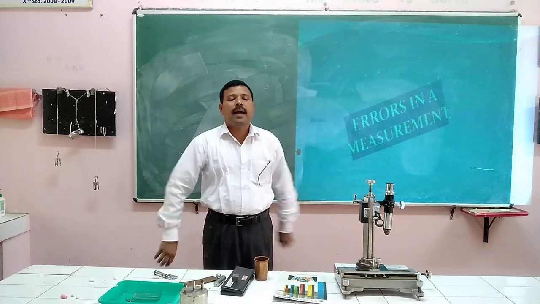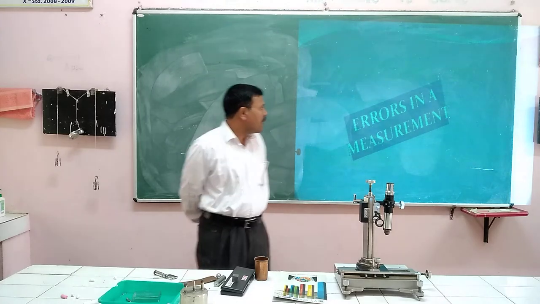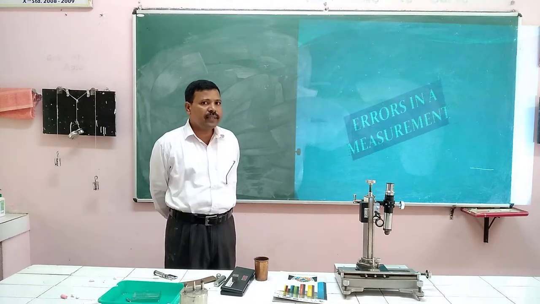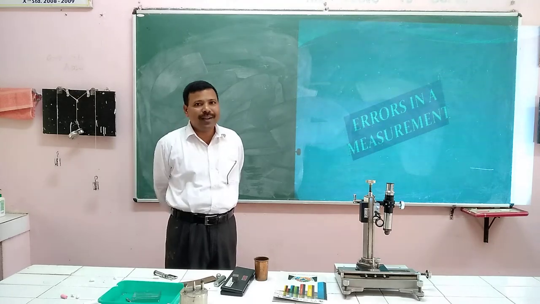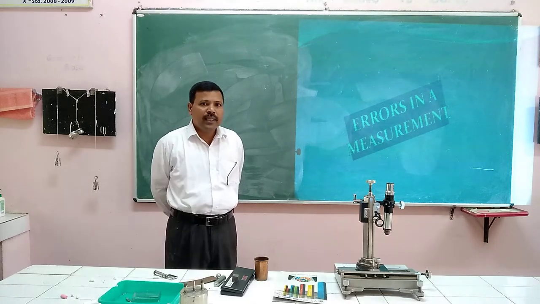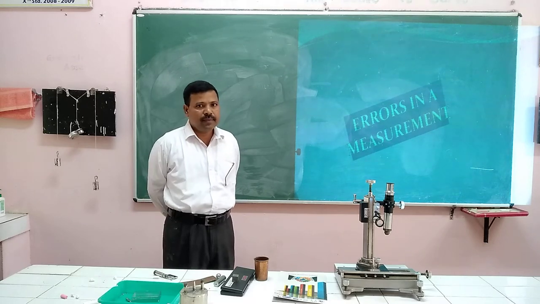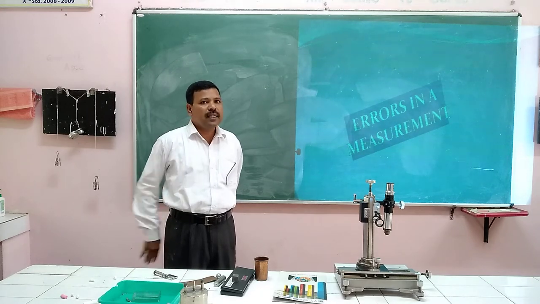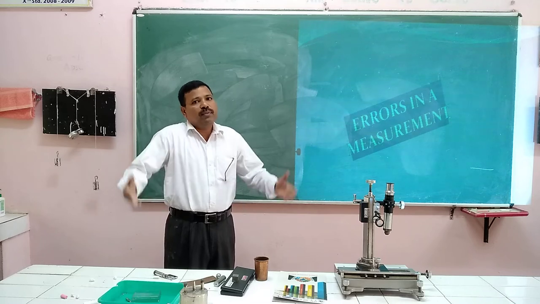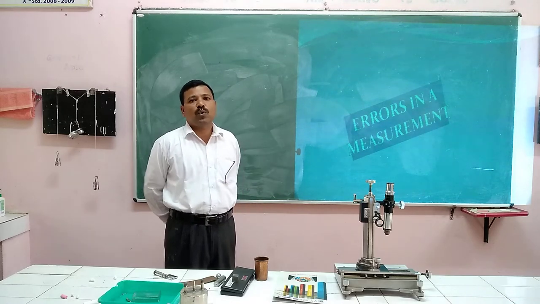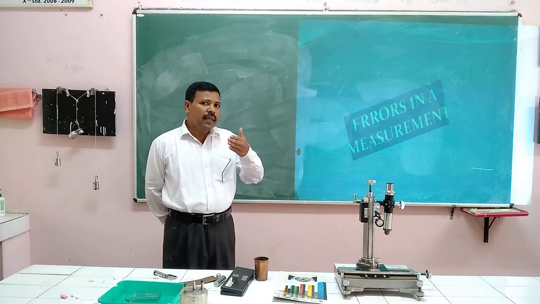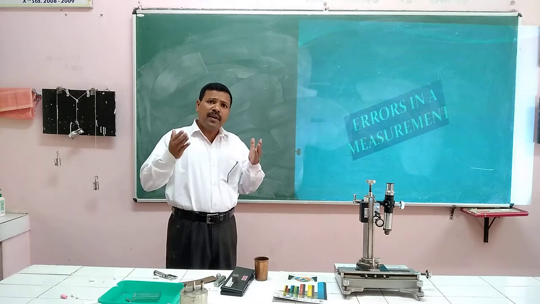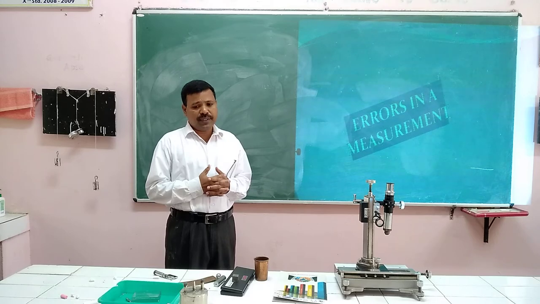In today's class, I am going to discuss errors in the measurement of length. As all of us learn, to measure small lengths, we use four important instruments. One is vernier calipers, another one is screw gauge, third one is spherometer, and the fourth one is the traveling microscope. In this session, let me explain what is the use of vernier calipers.